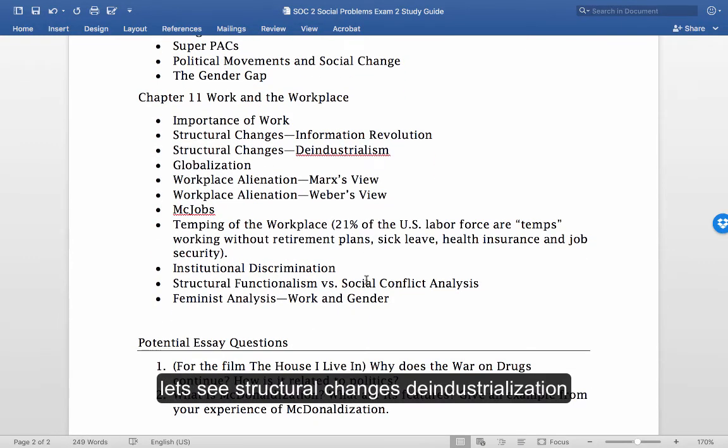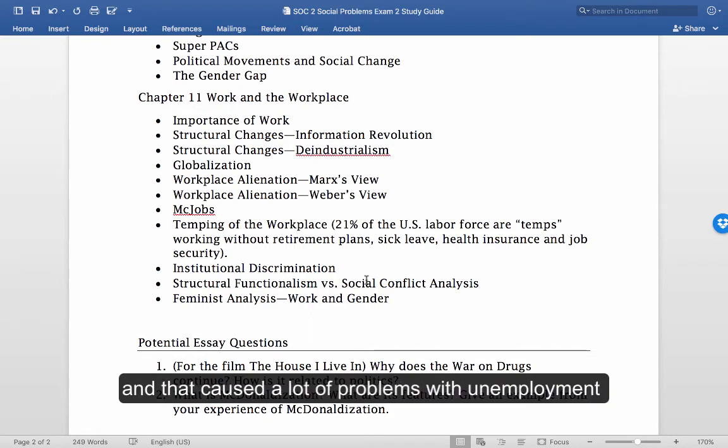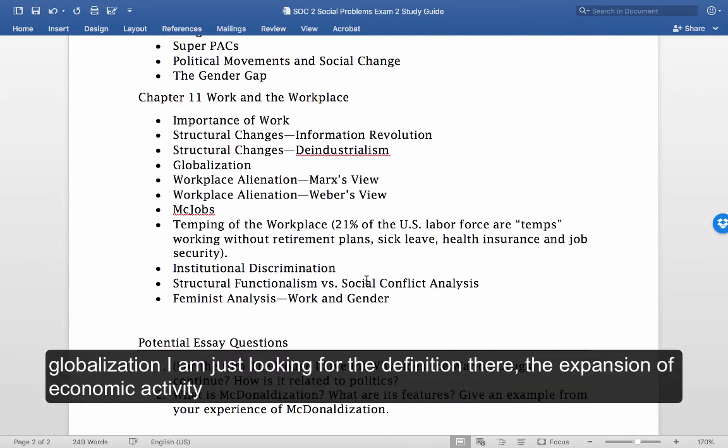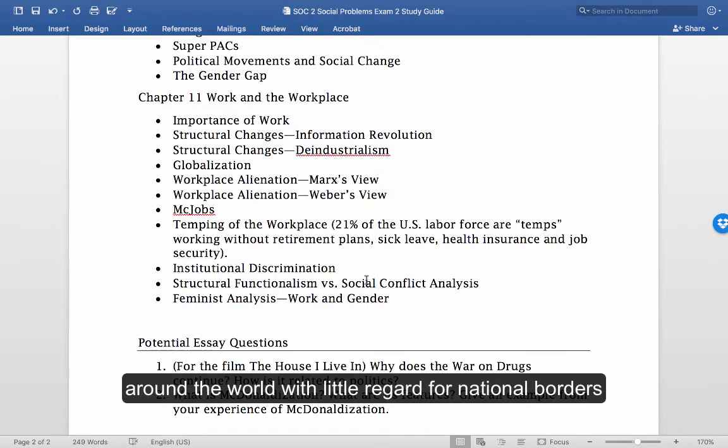Let's see, structural changes, deindustrialization. So deindustrialization, just the idea that because of industries leaving through globalization to move to other places, plants closed, they left, so there were fewer jobs and those kinds of things. And that caused a lot of problems with unemployment, of just people not being able to find jobs to replace the jobs that left. Globalization, I'm just looking for the definition there. The expansion of economic activity around the world with little regard for national borders.